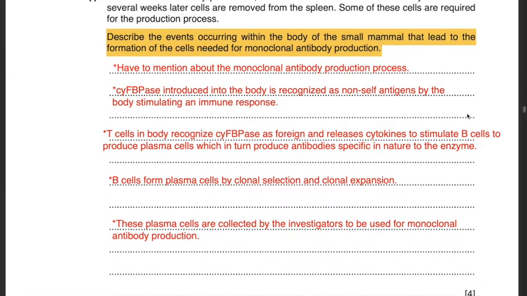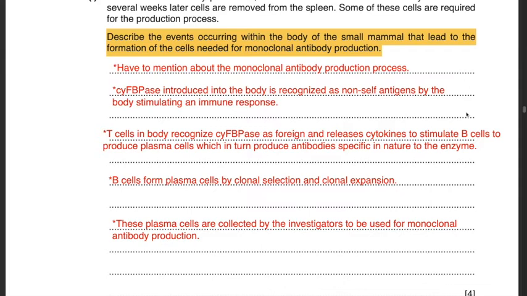Again, how does the monoclonal antibody production work? There is an involvement of a foreign substance or a foreign antigen introduced into the body, which stimulates an immune response. What happens in that immune response? T cells release cytokines which stimulate B cells to produce plasma cells. Plasma cells secrete antibodies specific in nature to the enzyme, and this process is done by clonal selection and clonal expansion. Remember the words clonal selection and clonal expansion in monoclonal antibody production.